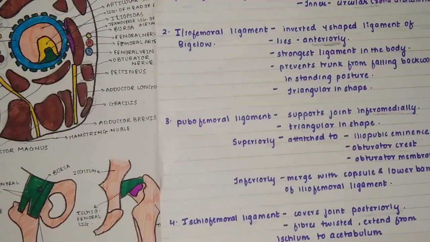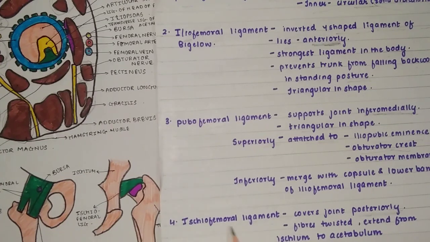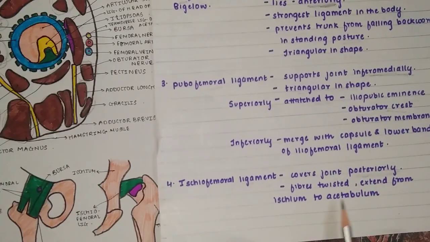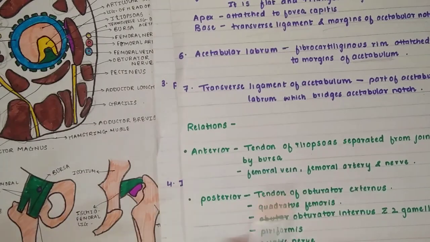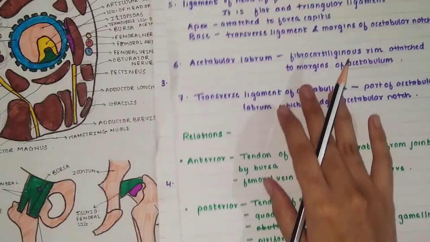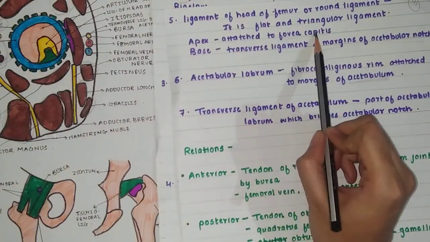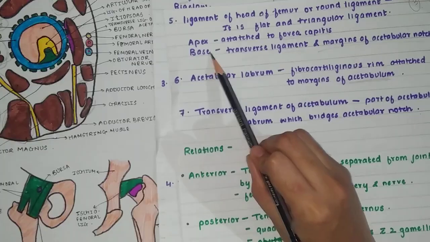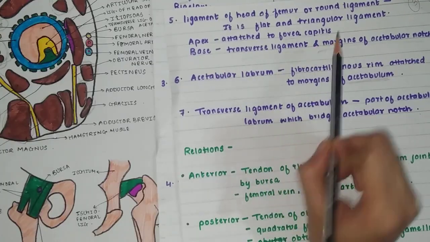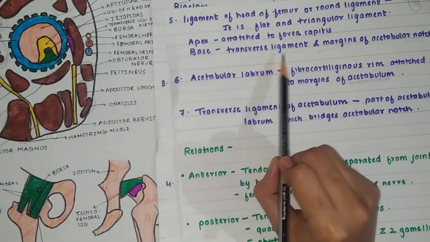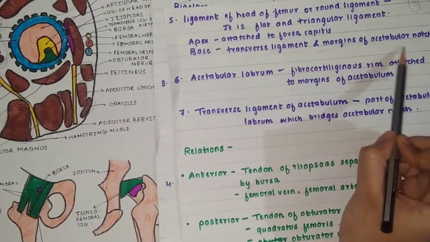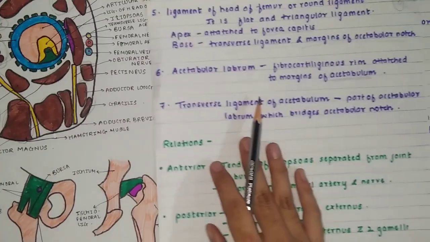Ischiofemoral ligament, which is found between ischium and femur. It covers the joint posteriorly. Fibers are twisted and extend from ischium to acetabulum. Fifth ligament is ligament of head of femur or round ligament. It is a flat and triangular ligament. Apex is attached to the fovea capitis. Base is attached to the transverse ligament and margins of acetabular notch.